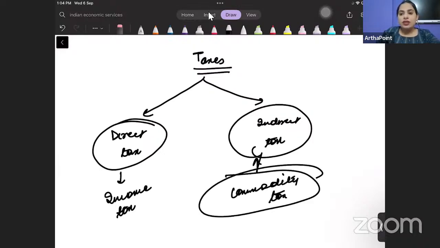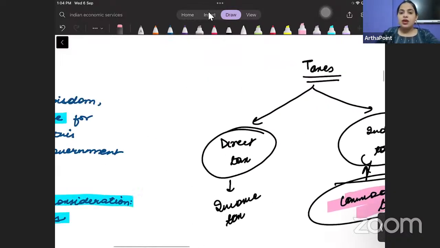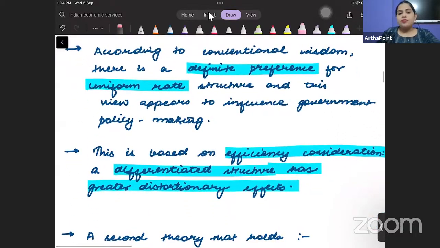And so the aim is to understand the commodity tax related analysis. Let's start. Now, whenever you talk about commodity taxation, there is a conventional wisdom. Conventional wisdom मतलब जो हमेशा से चीज को follow किया जा रहा है. And what is that conventional wisdom? It says that you must charge uniform rates.